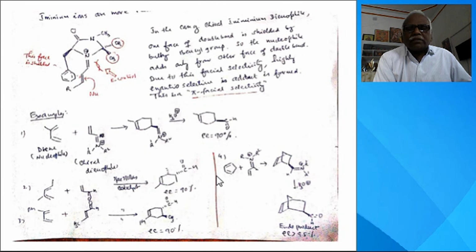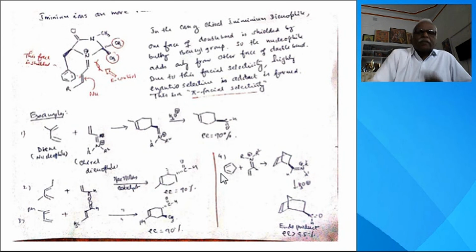Here the optical purity is more than 90%. Similarly, you can see all these things. And here remember, in the Diels-Alder reaction, when cyclic dienes are used, then what happens? Bicyclic compounds are formed, and the bicyclic compounds have two types: exo product and endo product.